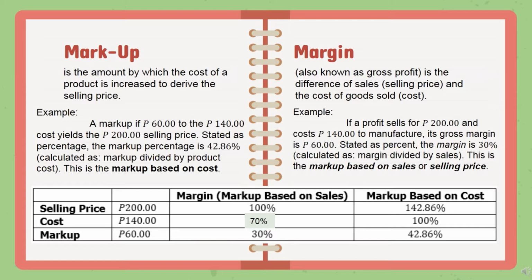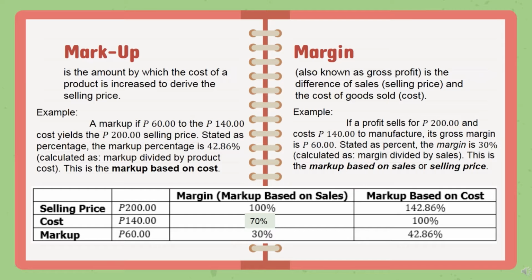In our last video, we referred to markup as the amount by which the cost of a product is increased to arrive at the selling price. So meaning, ito yung ipinapatong natin sa puhunan para mag-arrive tayo sa selling price natin. For this example, we have a markup of 60 pesos added to 140, which is your cost, yielding a selling price of 200 pesos. It is stated as a percentage, so the markup percentage is 42.86%.